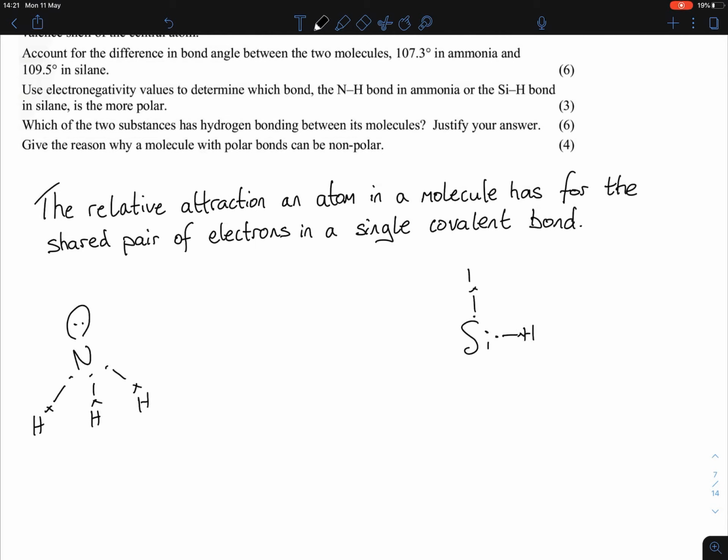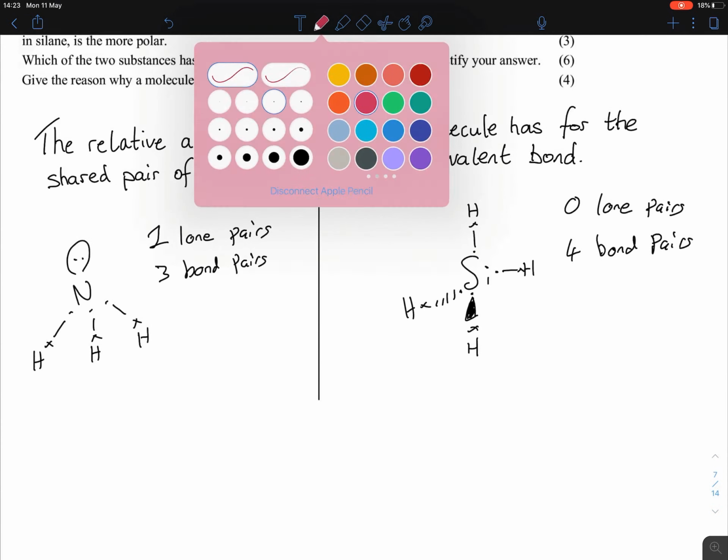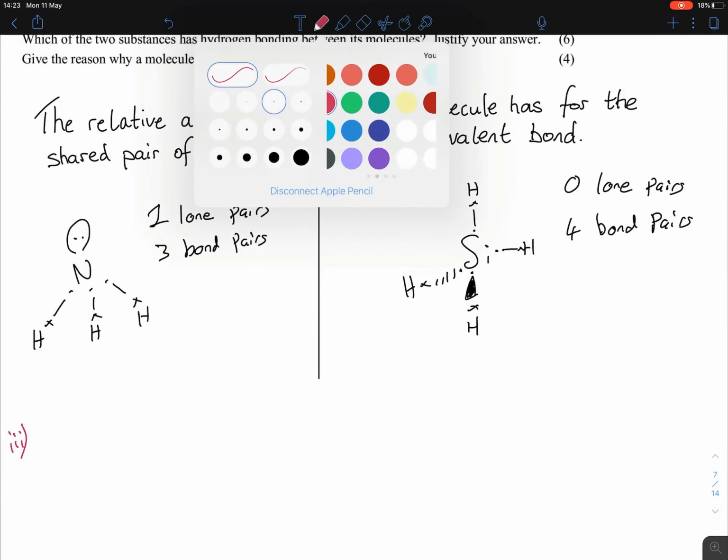In terms of the bond angles, I should say. Next is asking you to use the electronegativity values to determine whether the NH bond in ammonia or the SiH bond in silane is more polar. Not difficult. All you want to do now for part 3 is get the difference between them.